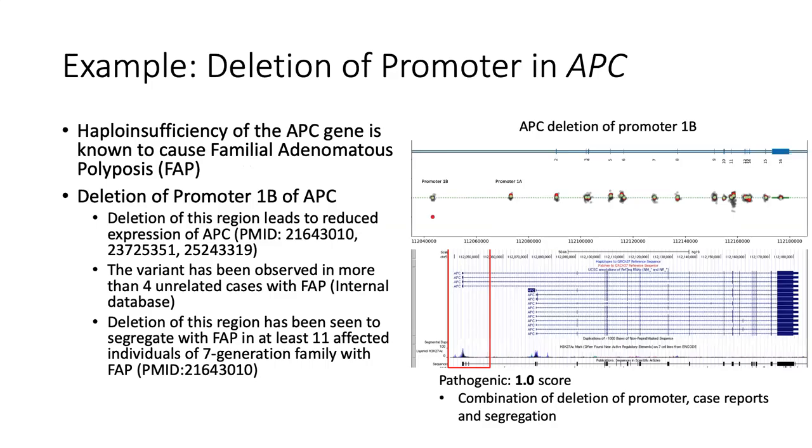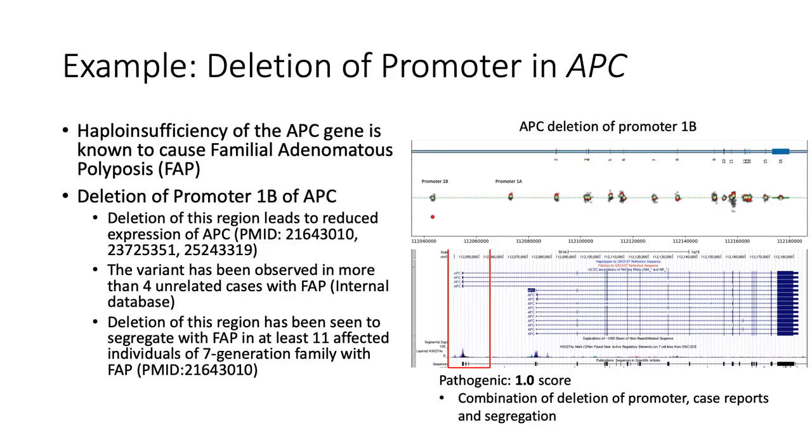this one. I know that the APC promoter 1B lays right here. So if I have a deletion of this, and I know this promoter is essential, or the APC gene primarily expresses from this promoter, and I have a deletion of that, I'm going to assign that deletion the highest end of the range. Now, suppose that this is another gene, when I have no information if there's a promoter there or not, I would give that deletion zero.